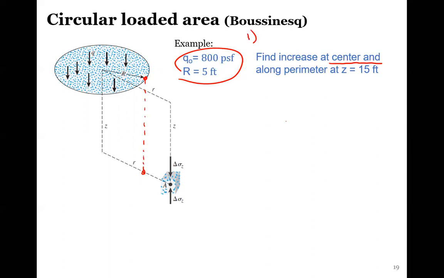First case, what would be our lowercase r if it's under the center? 0, good. And then case 2, our lowercase r would equal, if we care about the perimeter, so now it's this point here, the lowercase r would equal our uppercase R, which is 5 feet.